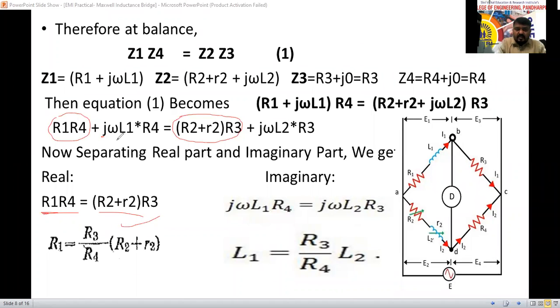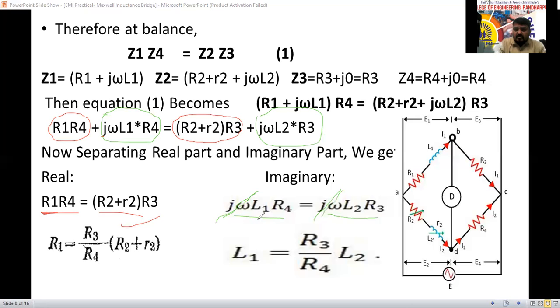Now consider the imaginary terms. This is the imaginary term: j omega L1 equals j omega L2 into R3. j omega L1 R4 equals j omega L2 R2. Here j omega is there, and here also j omega is there. Both will get cancelled here now. Yes? Will they cancel or not? Yes, sir. Both will get cancelled, this one and this one.